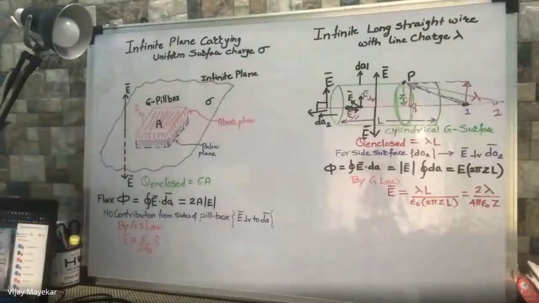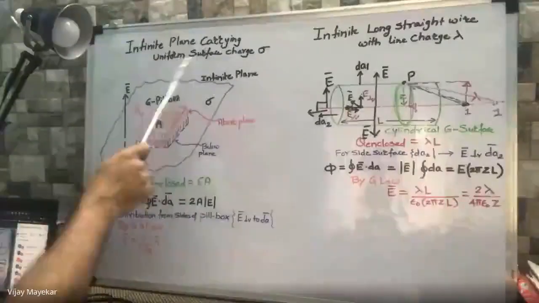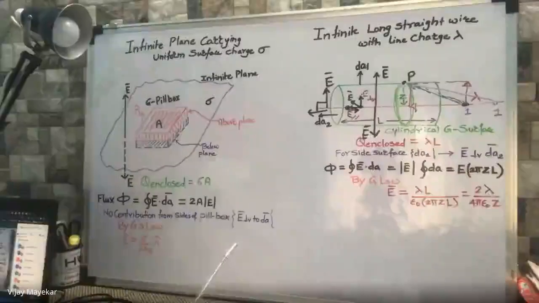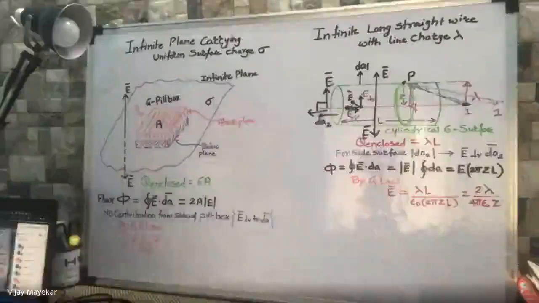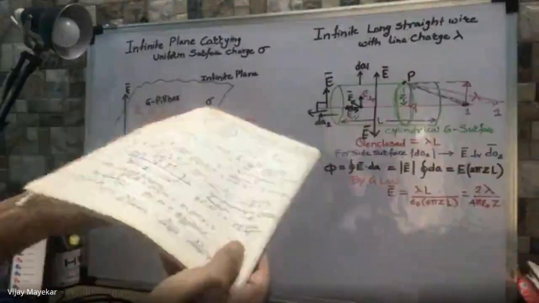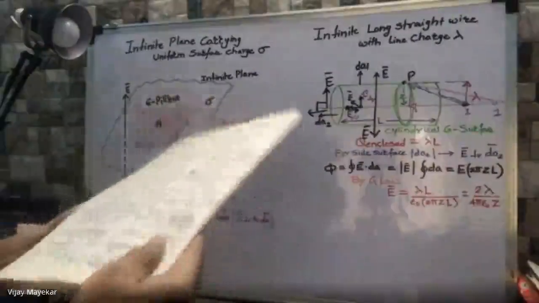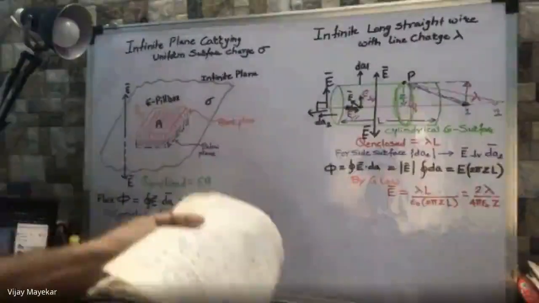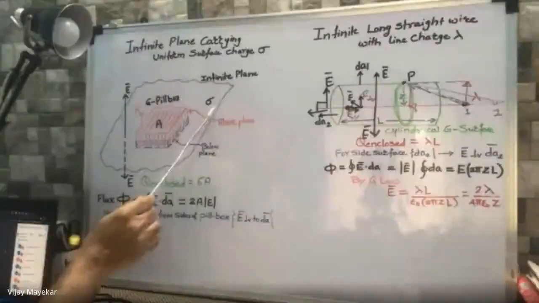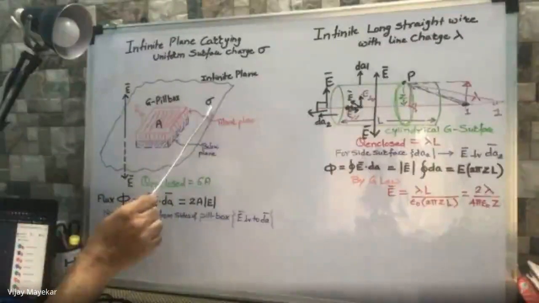to the infinite plane carrying uniform surface charge sigma. Okay, so we got a plane. Plane means like a paper. Okay, it is having only area dimension. Thickness dimension is not there. It is very, very thin. Okay, so it is carrying this particular surface charge density sigma.